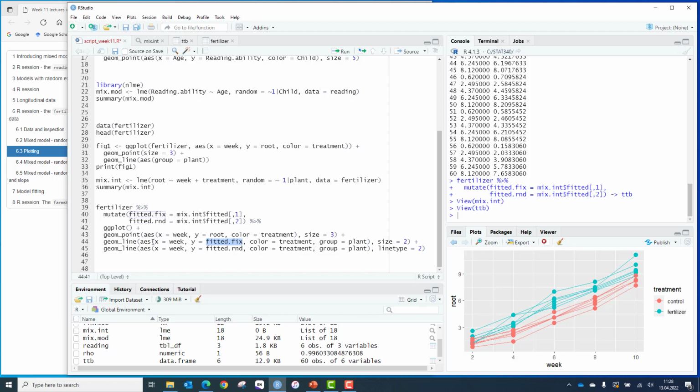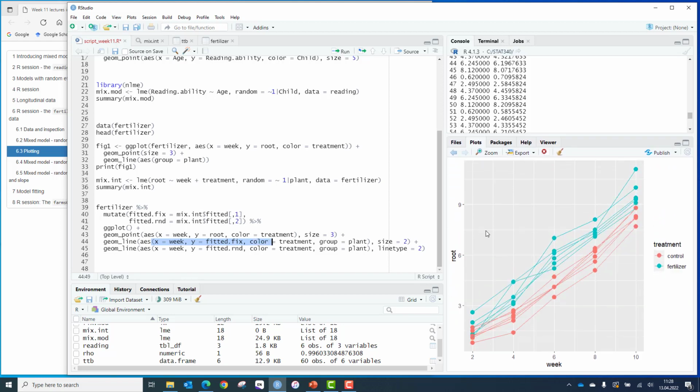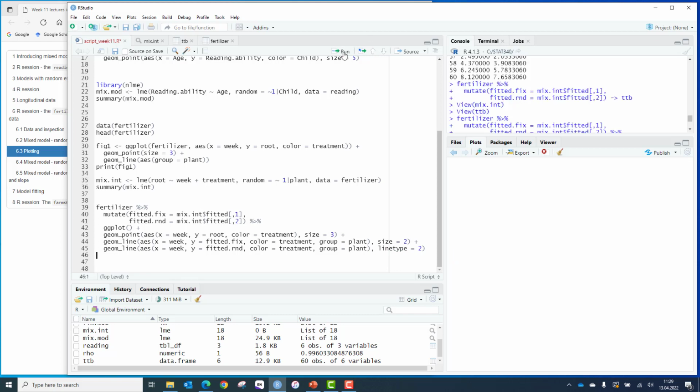So even if this one plots many lines, most of them will be on top of each other, because the fixed effects for the plants of the same treatment are the same, but the random effects are not. So this will result in many different lines, and that's why I set line type 2, because this means a broken line. So let me run this now and we will see this.